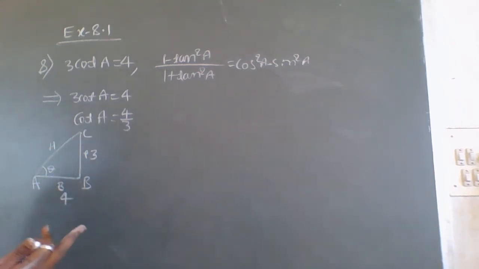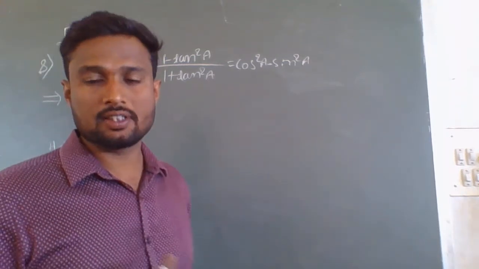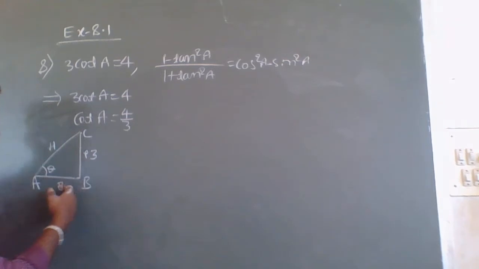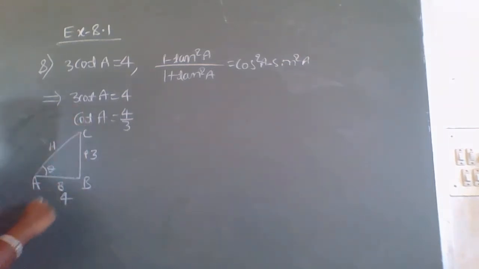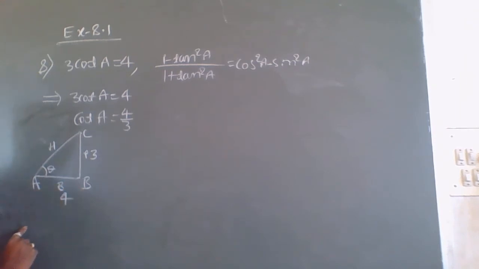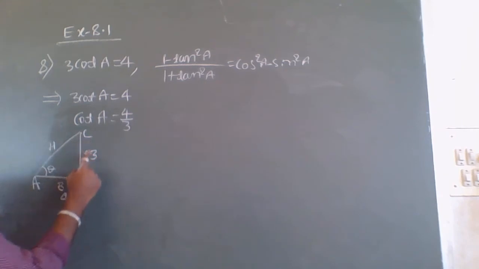So we know that cot A is equal to base by perpendicular. This is the reciprocal of tan A. What is tan A or tan theta? Perpendicular by base. But cot theta is the reciprocal of tan theta. Therefore, base by perpendicular means this 4 will be considered as the base value. Here the base is AB and the perpendicular is BC. Therefore, the length of BC is 3.